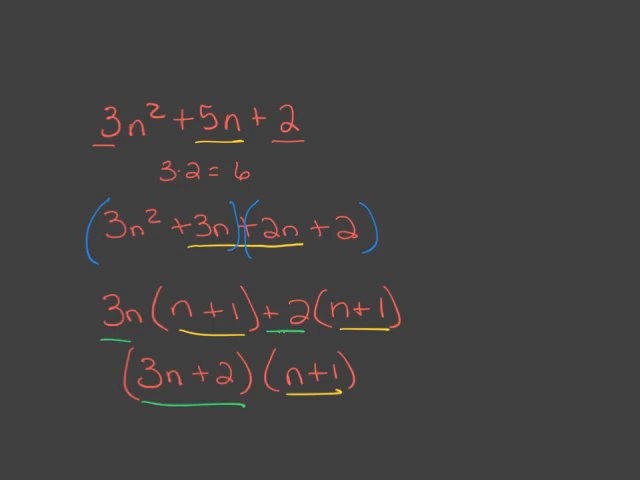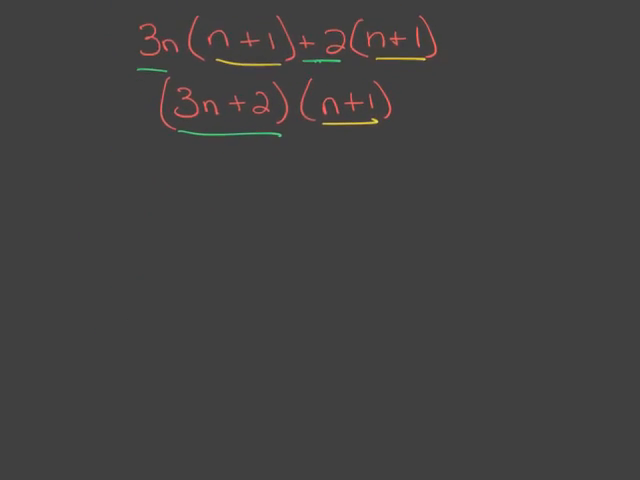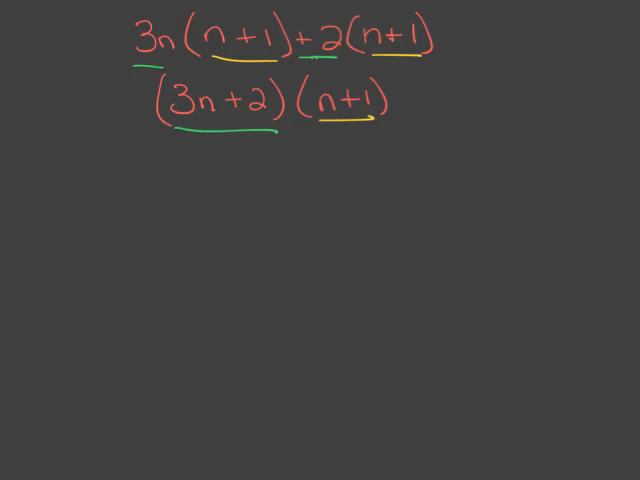Okay, let's do another. Problem number 3 on your homework is 2y squared plus 9y minus 5. Again, take the a term and the c term and multiply. It's positive 2 and negative 5, so that's negative 10. So what factors of 10 will create 9?